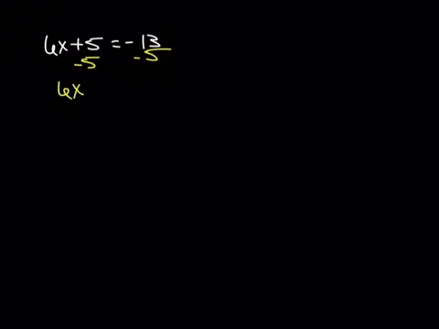So then it gives me 6x. Those go away. Negative 13 minus 5 is negative 18. Signs are the same, the largest number is negative. You add them and you have a negative on your answer.